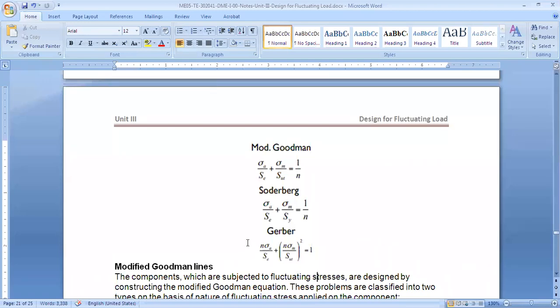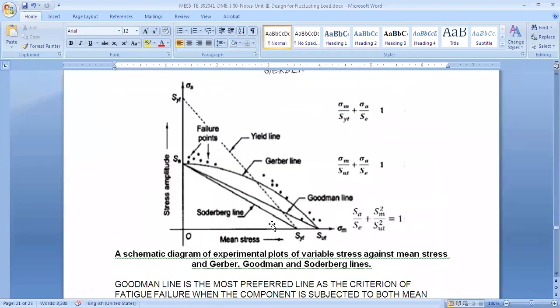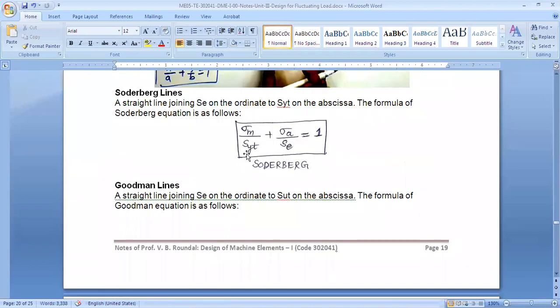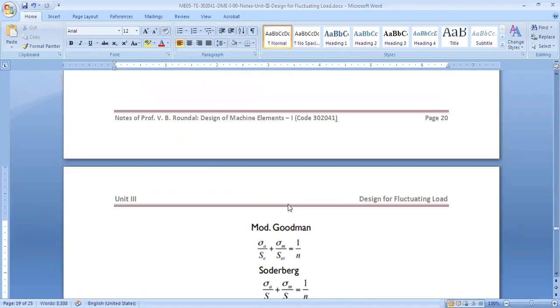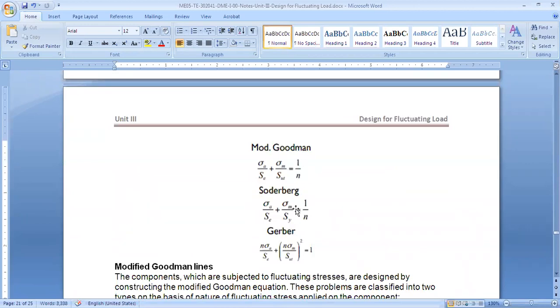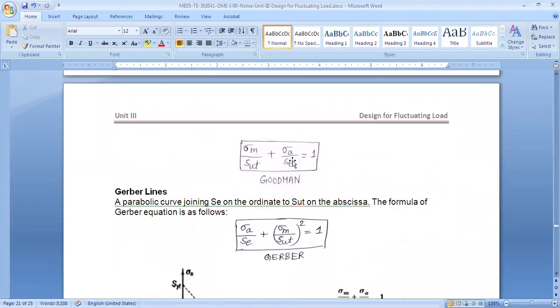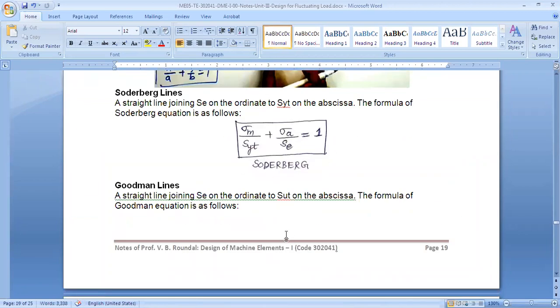Before we proceed, whatever equations we have seen so far consider a factor of safety of 1. But let's say the factor of safety is n. So what will your allowable stress be? Your allowable stress will be SYT upon n. Are you getting my point? I'm trying to explain these same three line equations, but with the factor of safety. Anybody have any doubt?